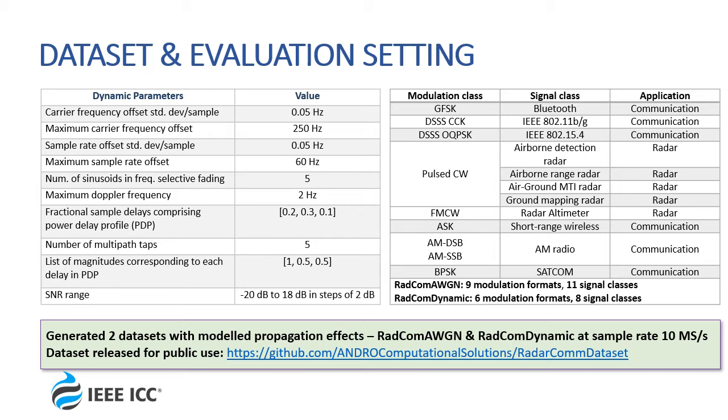So these are the parameters that are shown here in the table, and for both, we generated waveforms in a range of SNR ranging from -20 dB to 18 dB in steps of 2 dB. The dataset is a major contribution of this work, and it was also released for public use, and it can be found at the GitHub link shared here. Additionally, these waveforms were generated at a sample rate of 10 megasamples per second. And each sample of the waveform is 128 samples long, which means 128 complex IQ samples.